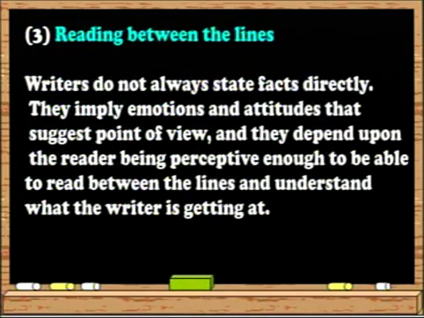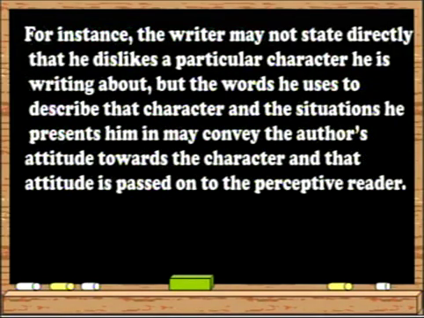Writers do not always state facts directly. They imply emotions and attitudes that suggest point of view, and they depend upon the reader being perceptive enough to be able to read between the lines and understand what the writer is getting at. For instance, the writer may not state directly that he dislikes a particular character he's writing about. But the words he uses to describe the character and the situations he presents him in may convey the author's attitude towards the character, and that attitude is passed on to the perceptive reader.